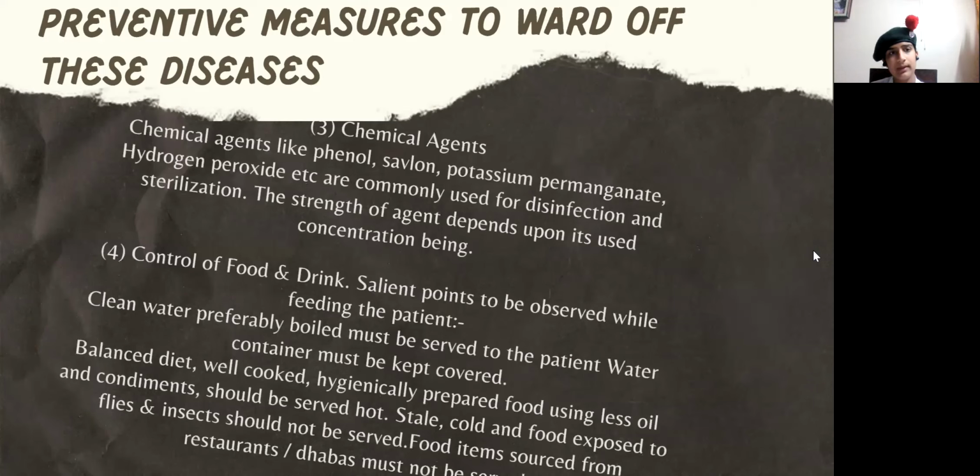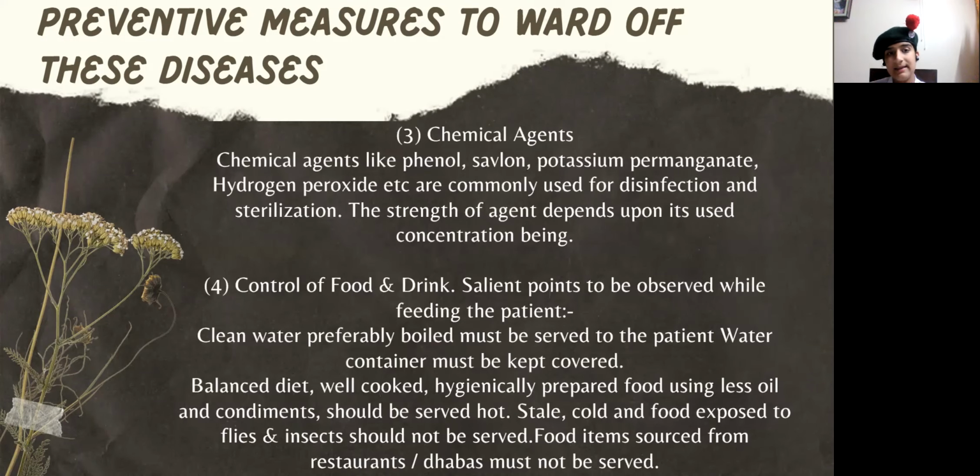Next. Third is chemical agents. Chemical agents like phenol, Savlon, potassium permanganate, hydrogen peroxide, etc. are commonly used for disinfection and sterilization. The strength of agent depends upon its use concentration being.